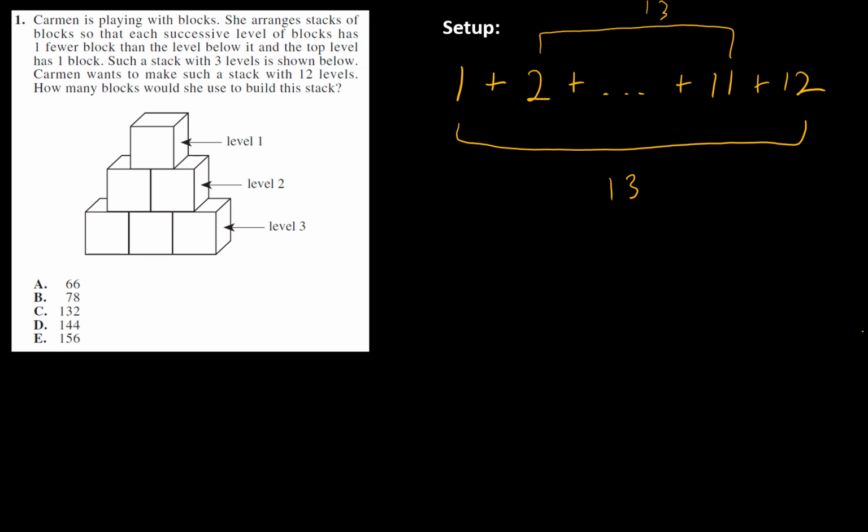As long as we know how many pairs of numbers we have, and we know that the sum of each pair is 13, then we can find the total sum. So there are 6 pairs because there are 12 numbers and each pair has to have 2 numbers. So the number of pairs is 12 divided by 2. That gives us 6. And the total sum is 6 times 13. So there are 78 blocks. The answer is therefore B.